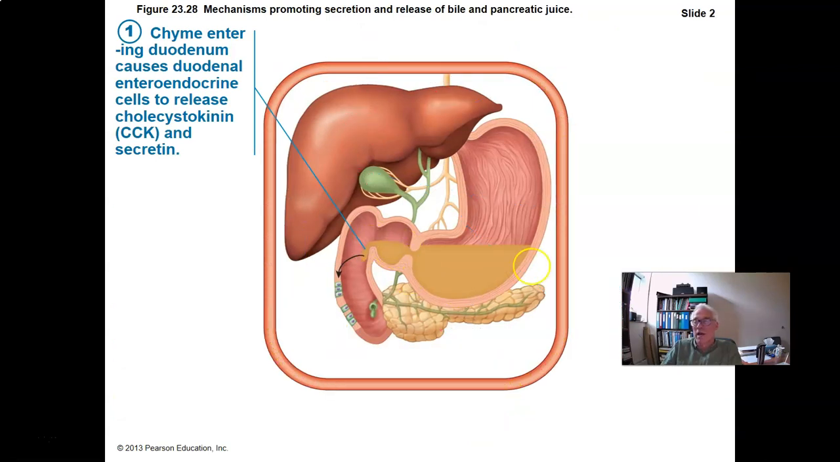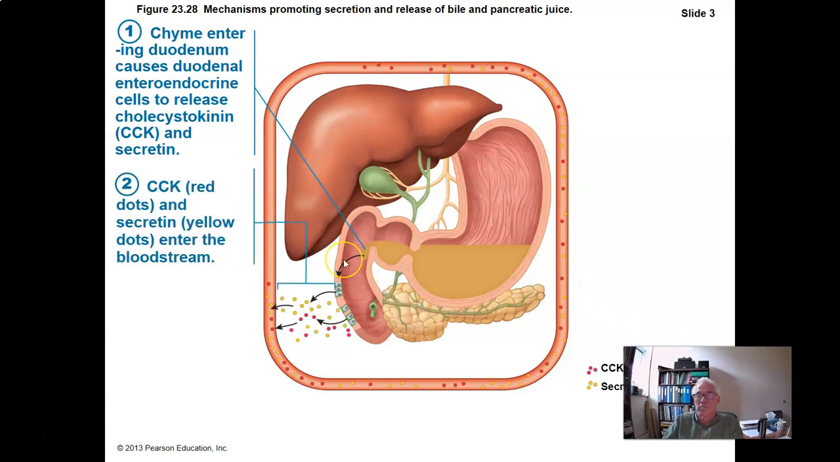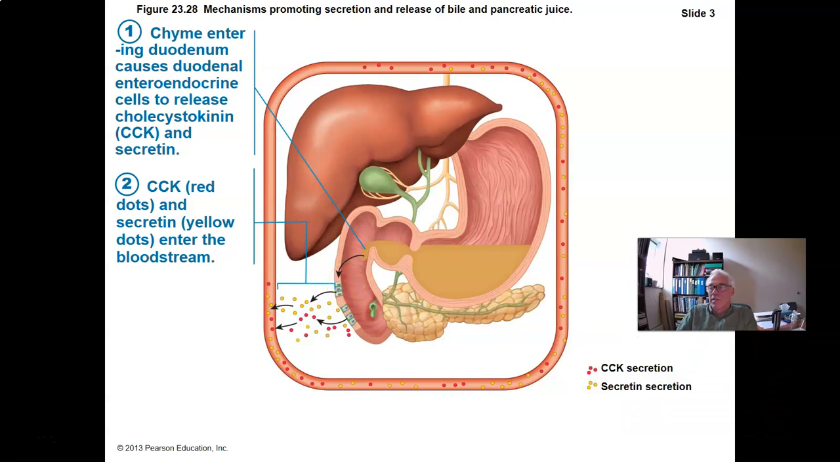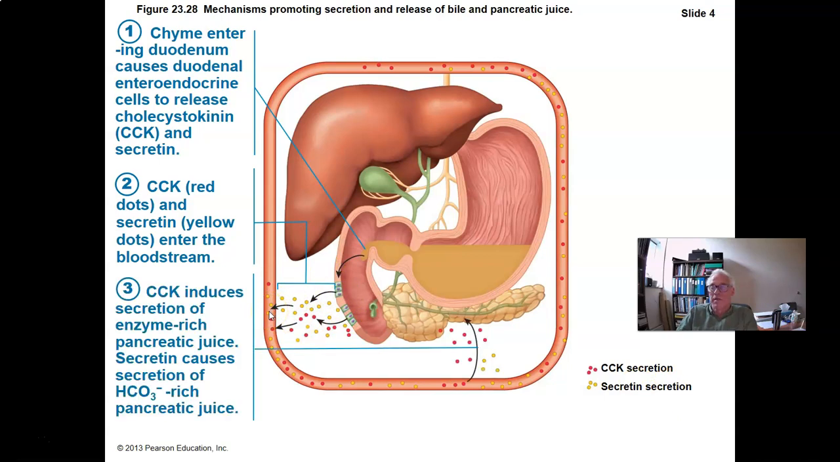So here's a nice little diagram showing you the action of those hormones, secretin and cholecystokinin, in respect to controlling the pancreas and the liver. Chyme comes down from the stomach into the duodenum. CCK, shown as little red dots, and secretin, shown as yellow dots, are secreted by these enteroendocrine cells, and they travel in the bloodstream, and they affect the pancreas. We said that CCK will come to the pancreas and cause it to release enzyme-rich juice, and secretin will come to the pancreas and cause it to release bicarbonate-rich juice.